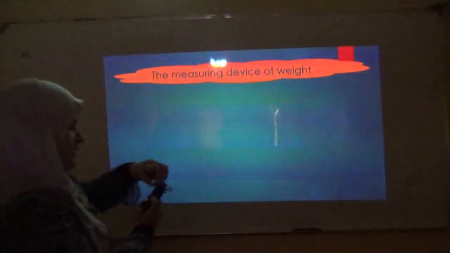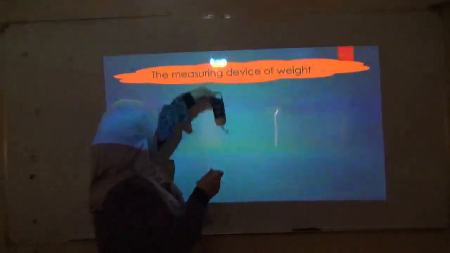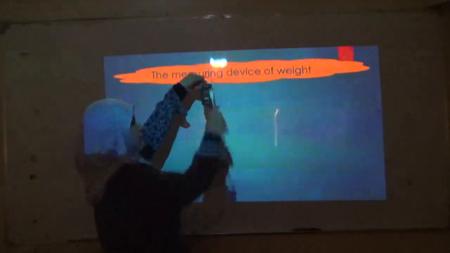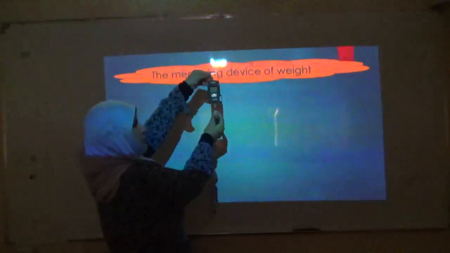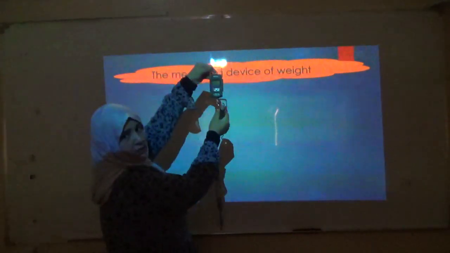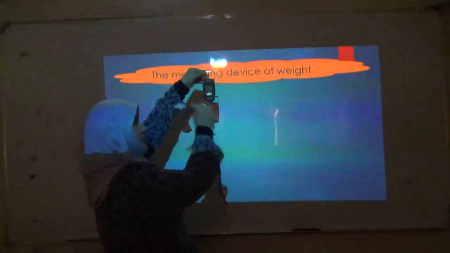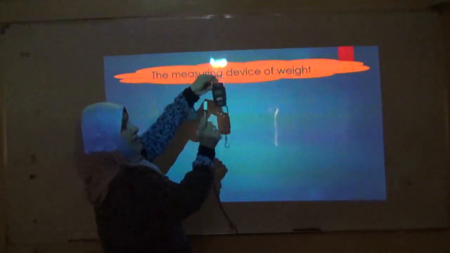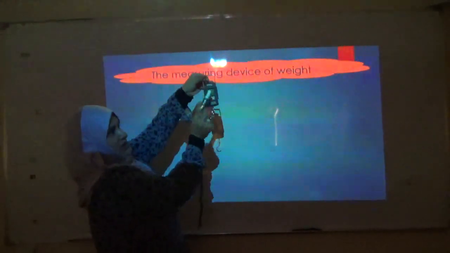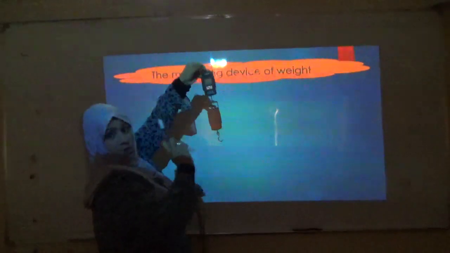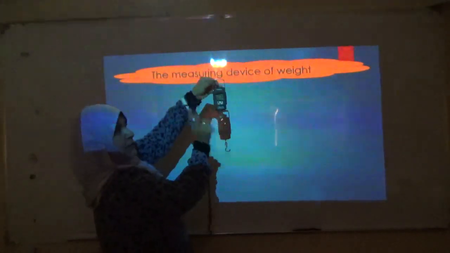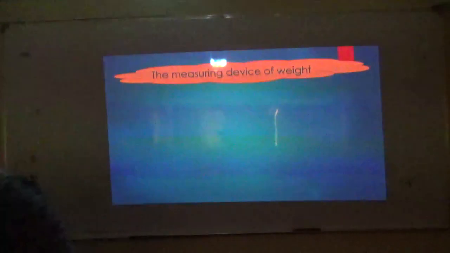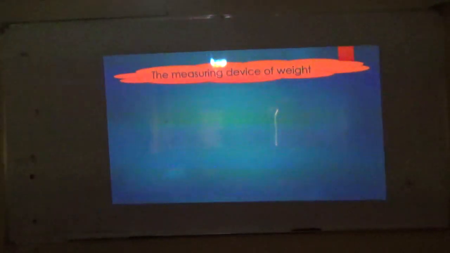The measuring device of weight, as I mentioned before, is called the spring scale, with the top hook and bottom hook. Here I put the object that we want to measure its weight. When the mass increases, the weight will increase, and this device is a digital one. Here we can see a digital screen, and the weight of the object will be written here in the form of digits or some numbers, followed by the unit Newton.